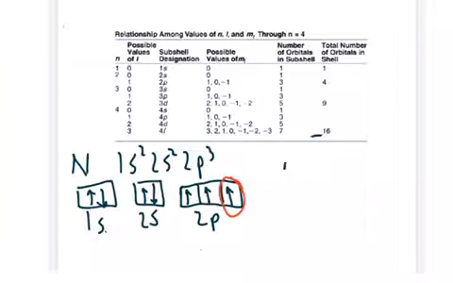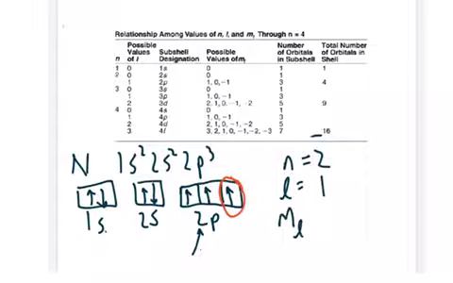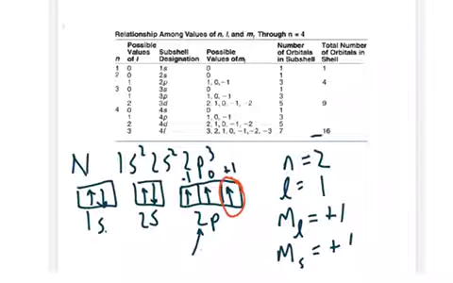The n value would be 2. It's in the second energy level. The l value is in a p orbital, so it's 1. The ml value, if you recall, this would be -1, this would be 0, this would be +1. It's in the last one, so you put +1, and then it's pointing up, so the ms value would be +1/2.